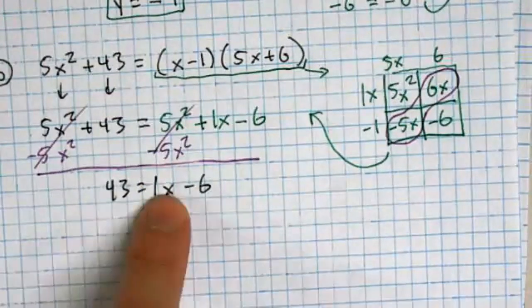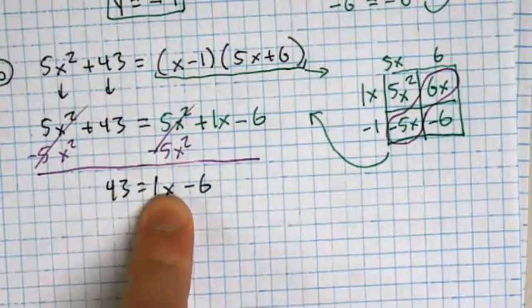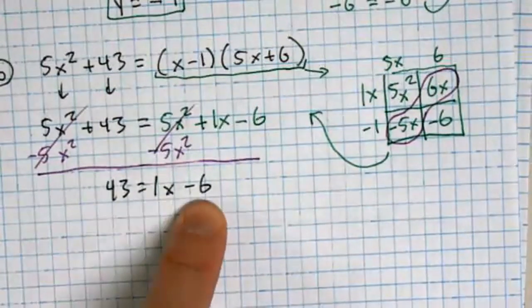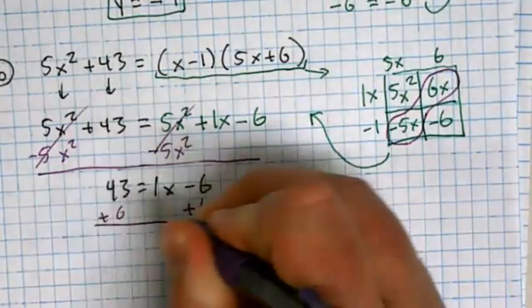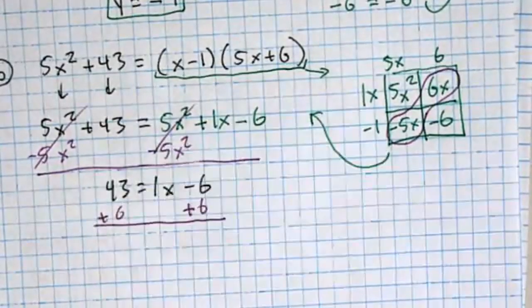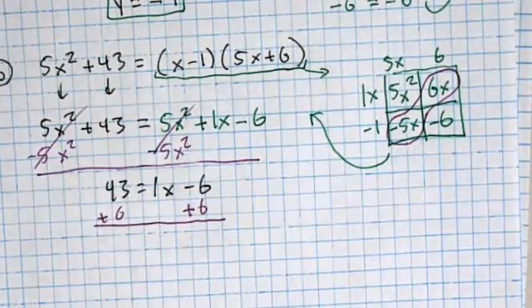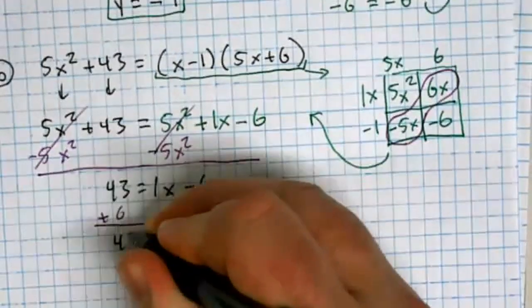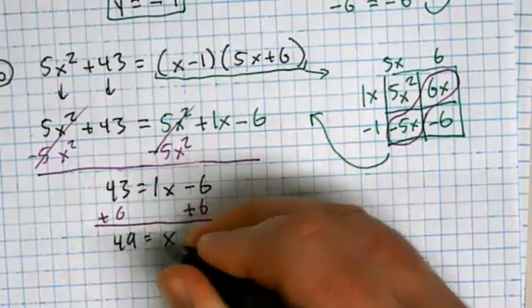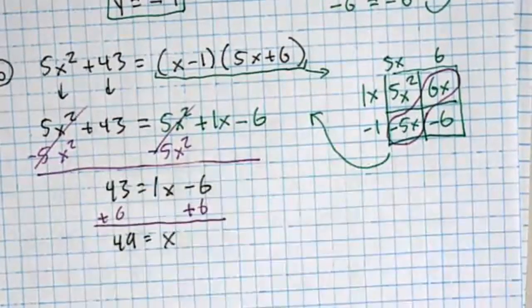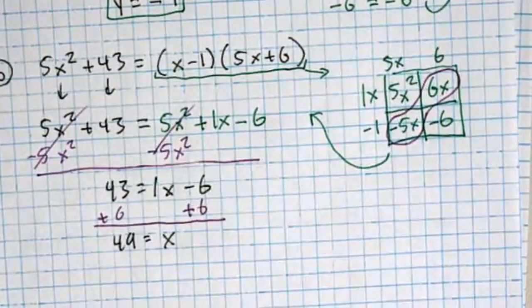If I'm trying to get x by itself, what am I going to do? We want to do plus 6 on both sides? Sounds like a plan. And that's going to get me 49. 49 equals 1x, which is just x. So I think 49 is my answer. But I'm going to check it before we circle it.